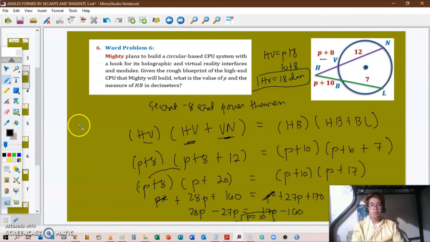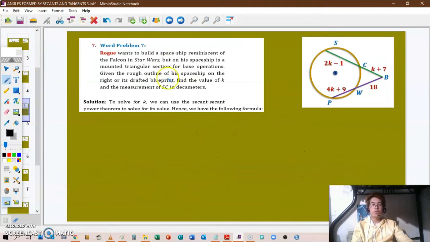How about HB? Okay, so HB is going to be equal to p plus 10. And again, p is equal to 10. So therefore, the value of HB will become 20 decimeters. Okay, so that's simple. Let's move forward to our next question.